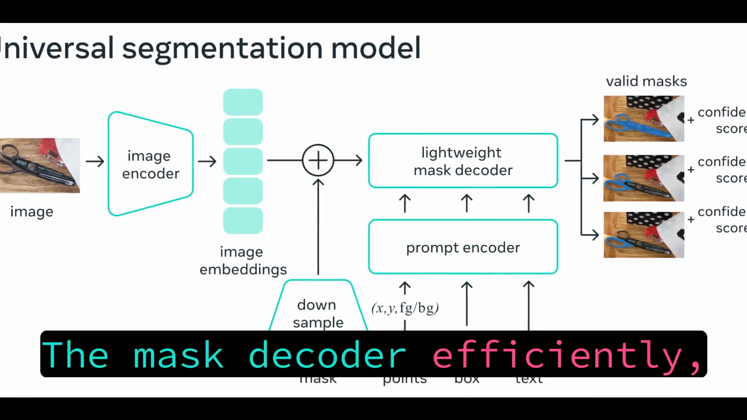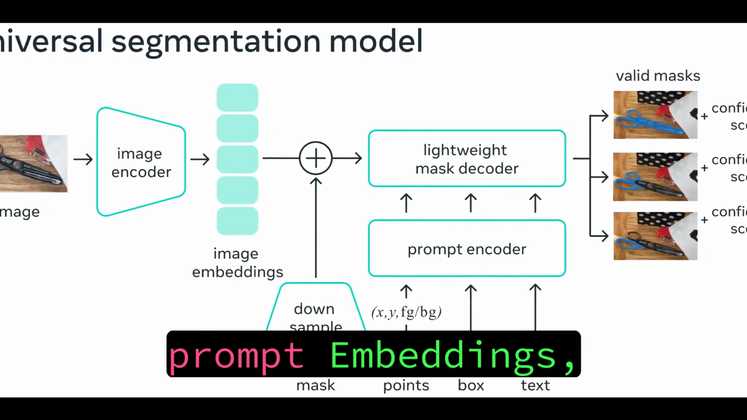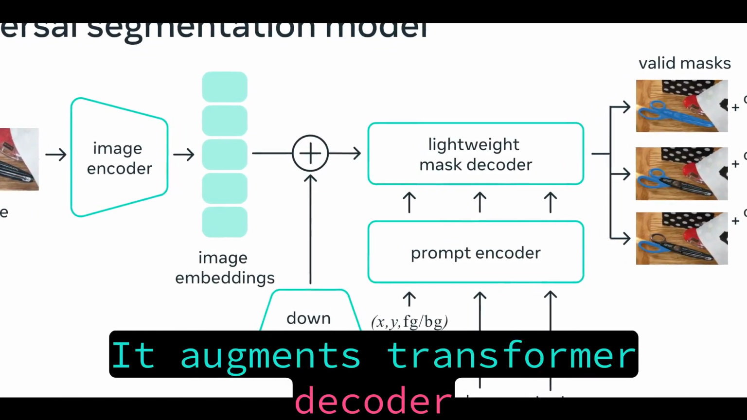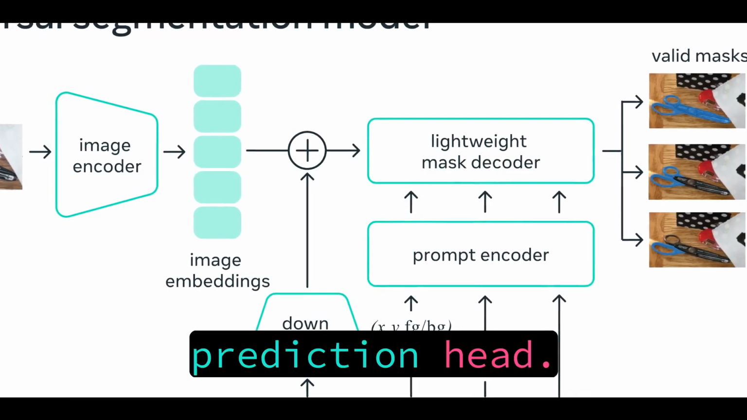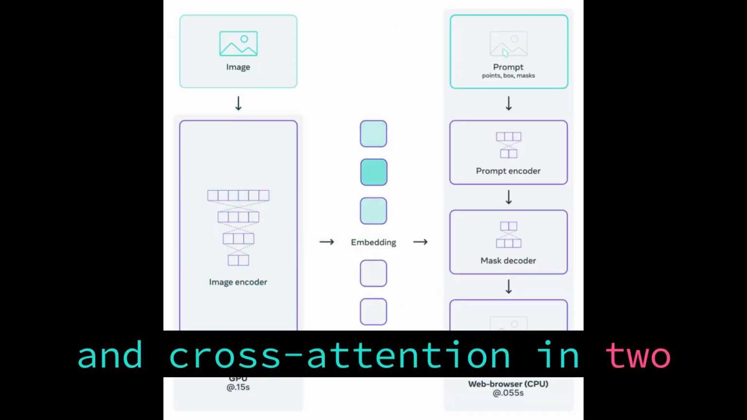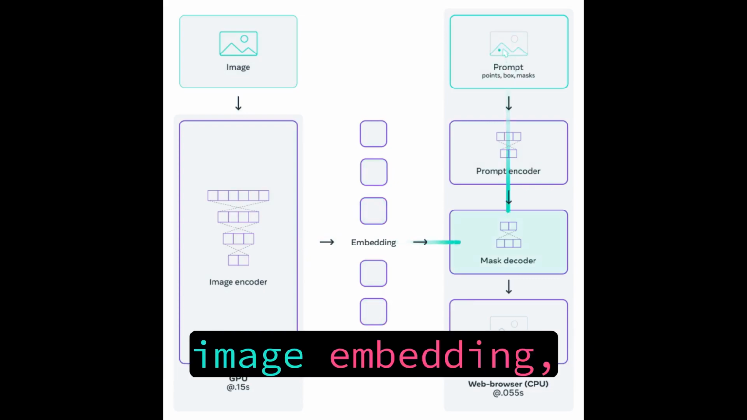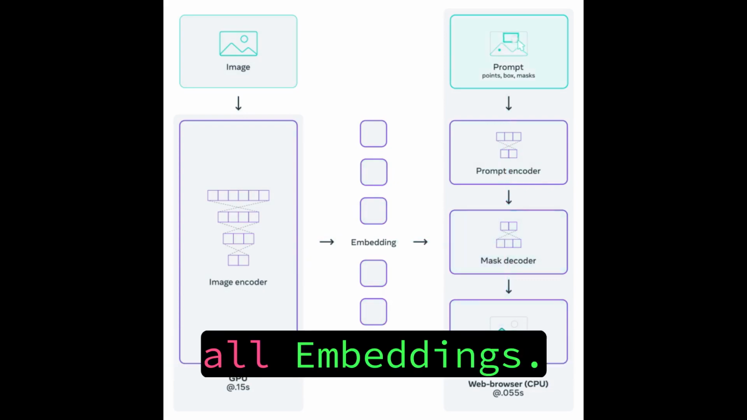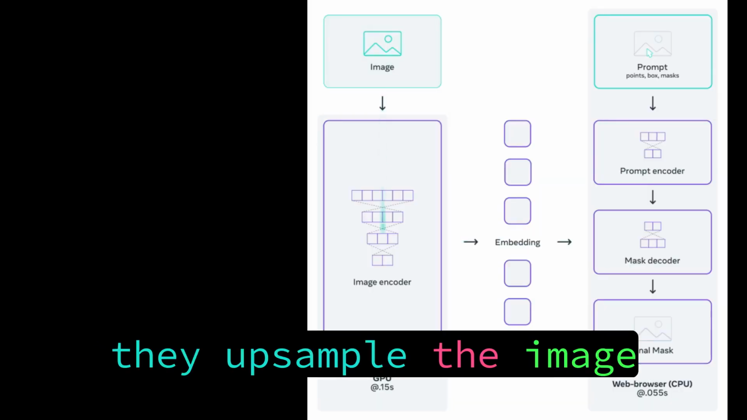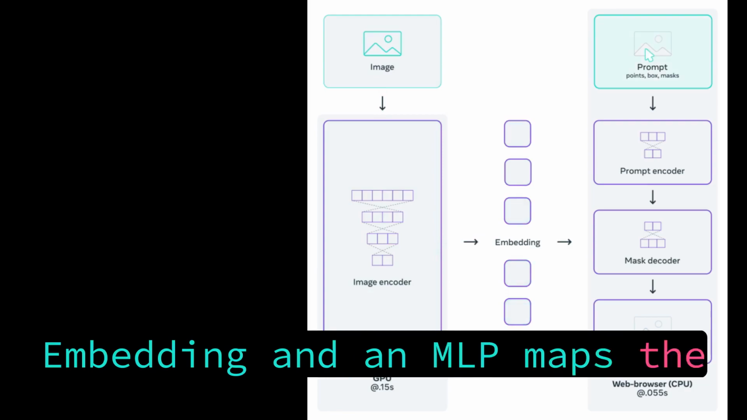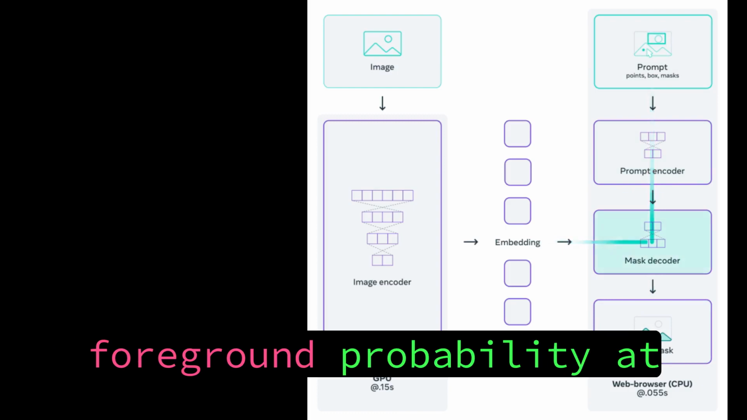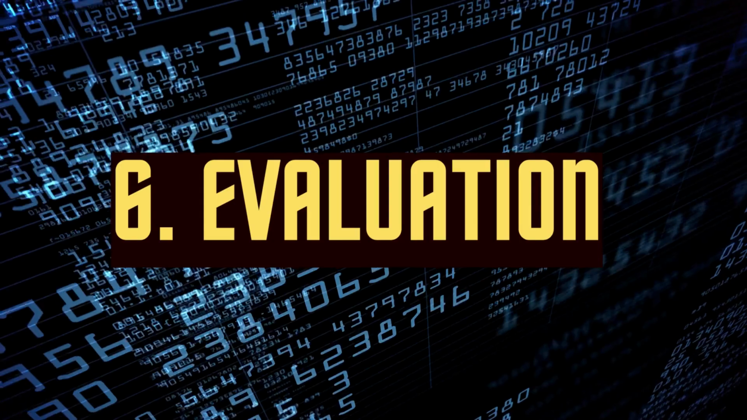Dense prompts are embedded using convolutions and summed element-wise with the image embedding. The mask decoder efficiently maps the image embedding, prompt embeddings, and an output token to a mask. It augments the transformer decoder block with a dynamic mask prediction head. Their modified decoder block uses prompt self-attention and cross-attention in 2 directions, prompt-to-image embedding and vice versa, to update all embeddings. After running 2 blocks, they upsample the image embedding, and an MLP maps the output token to a dynamic linear classifier, which then computes the mask foreground probability at each image location.